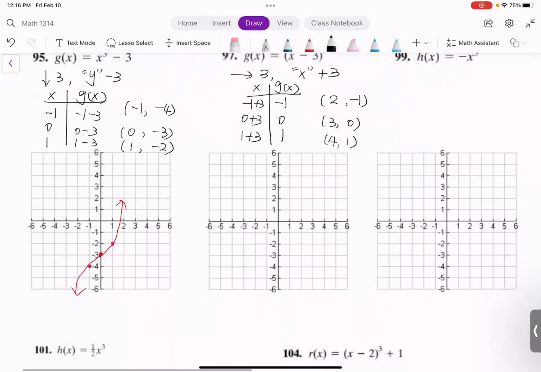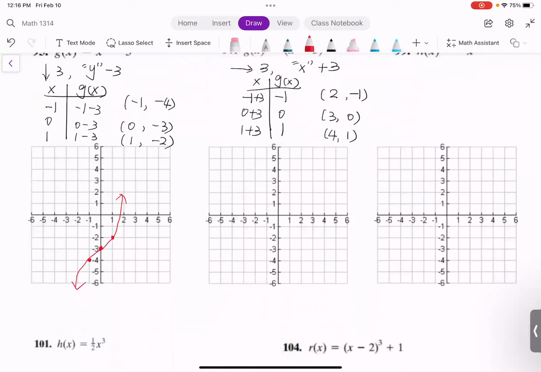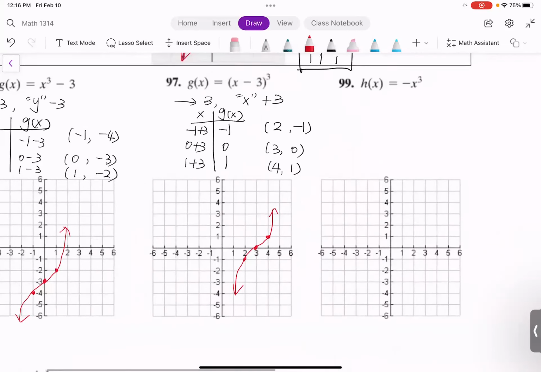Let's plot the points. 2, -1 here. And 3, 0, 4, 1. Okay, and then line them up with the shape. Let's try to make a beautiful shape. Okay, let's see the next example.